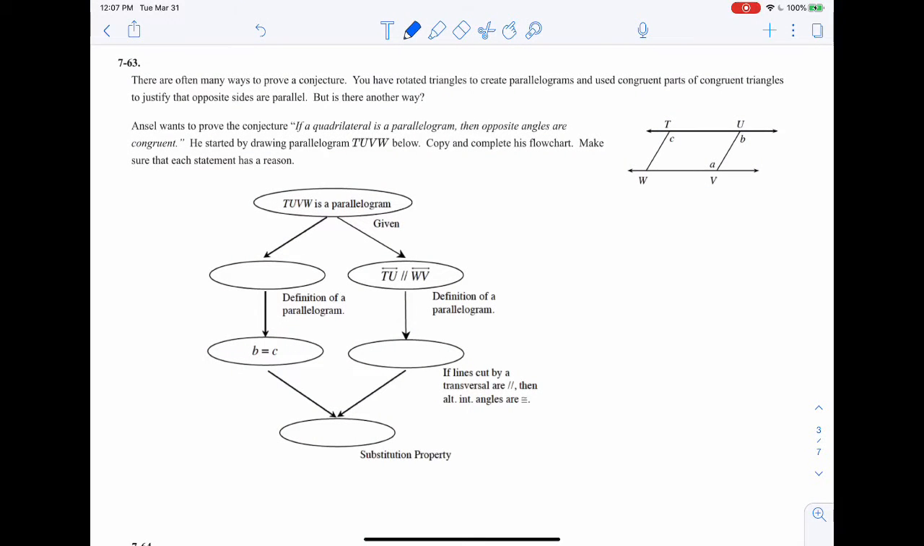Go ahead and read problem 7-63, hit pause, and then play when you're done.